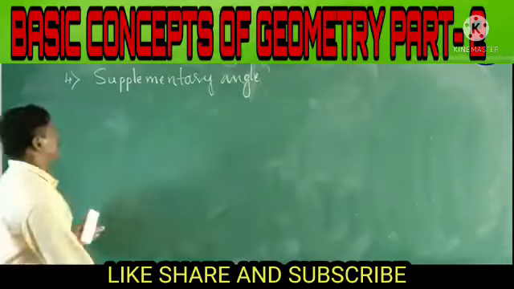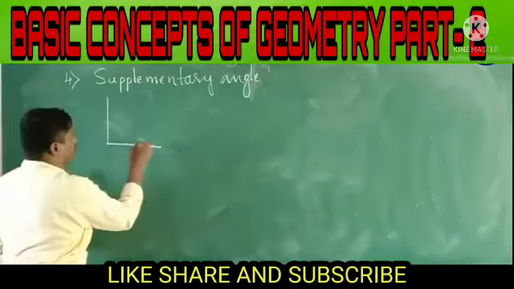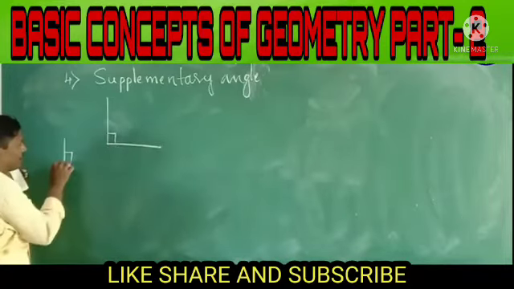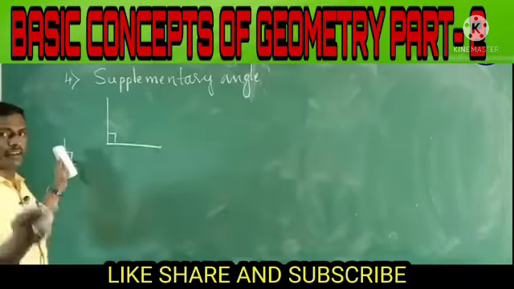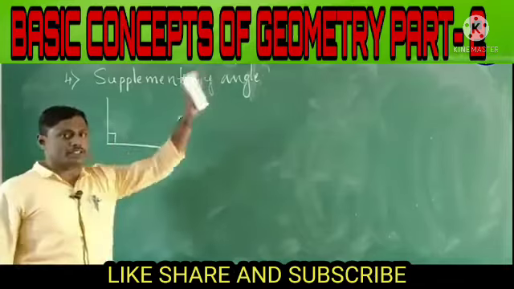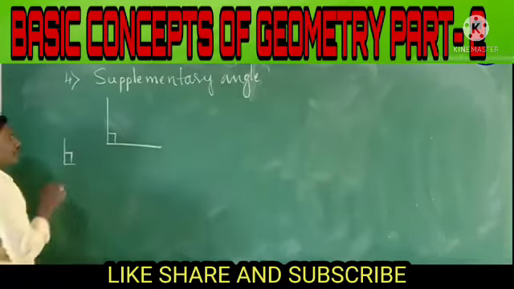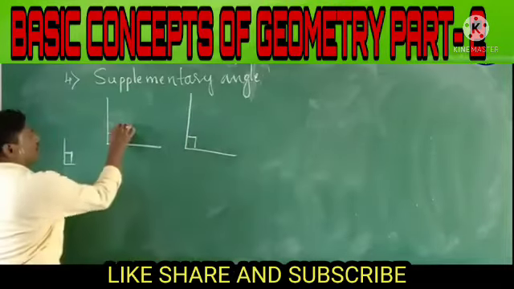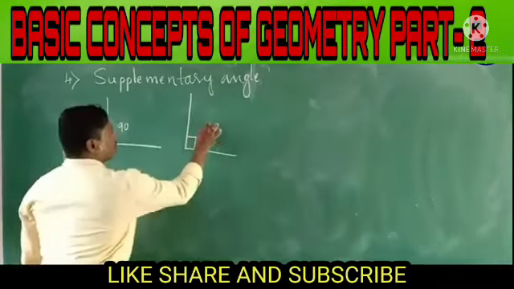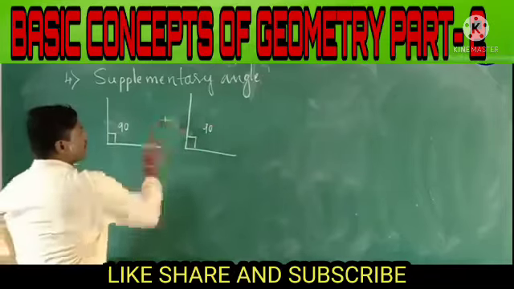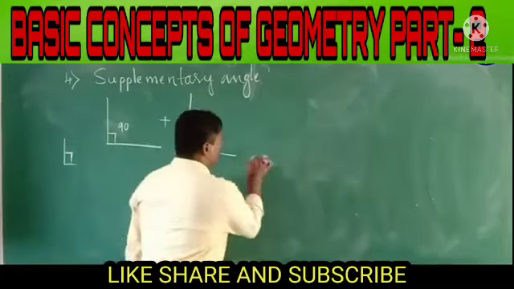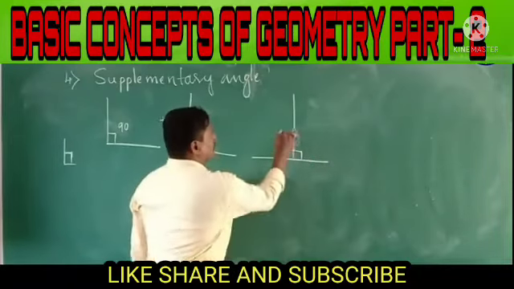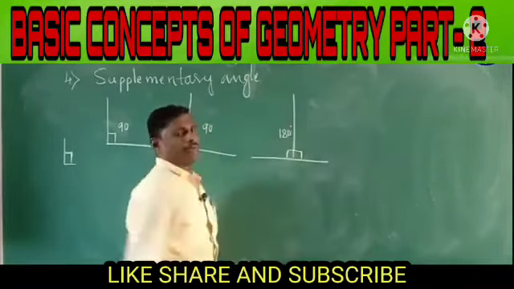Here I will take one example. Which type of angle is this one? If I indicate it with this mark, this is 90 degrees. This was already studied in the first session, right? The perpendicular mark. If I take two right angles, this is 90 and this is also 90 degrees. By adding these two angles, we get 90 plus 90, 180 degrees.